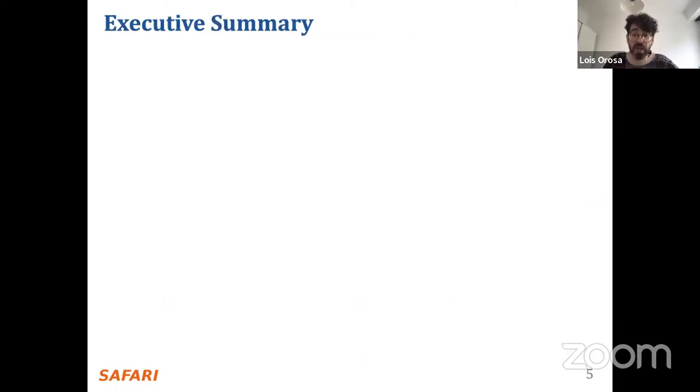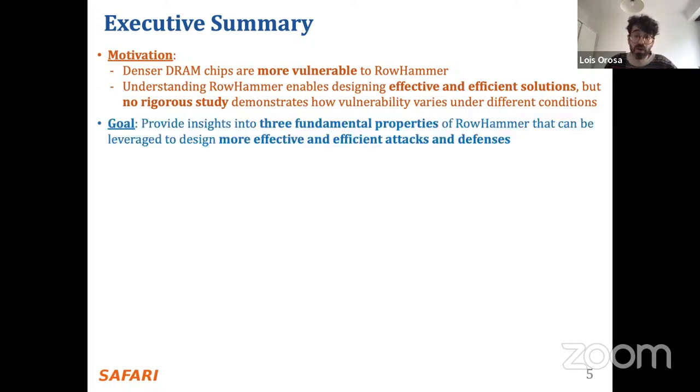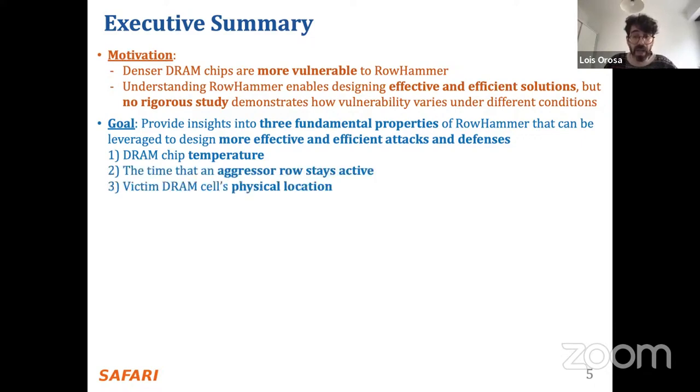Now I will quickly summarize our work. Denser DRAM chips are more vulnerable to RowHammer, and understanding RowHammer is critical to find effective and efficient solutions. However, no rigorous study demonstrates how this vulnerability varies under different conditions. In this work, our goal is to provide insights into 3 fundamental properties of RowHammer that can be leveraged to design more effective and efficient attacks and defenses. These properties are DRAM chip temperature, the time that an aggressor row stays active, and victim DRAM cells' physical location.